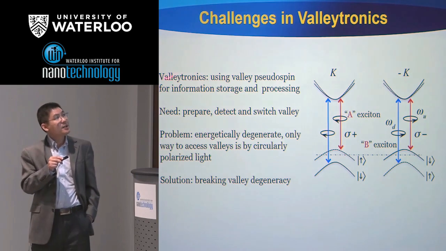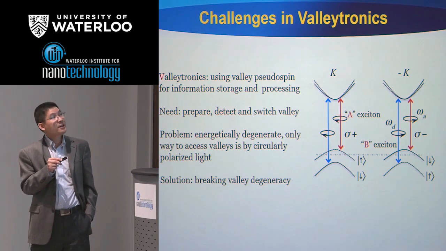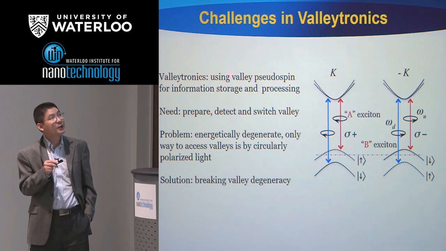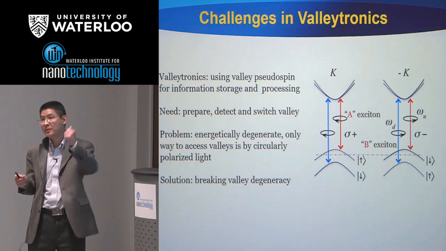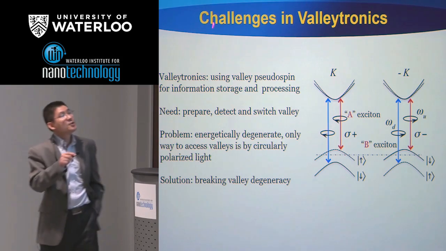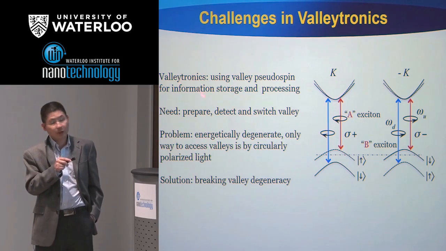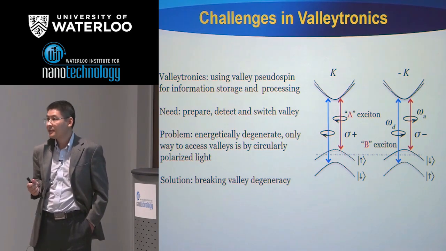Now, so that is what people call Valleytronics. Basically, Valleytronics means using the valley degree of freedom for information storage and processing. It's much like in spintronics, where you use the spin degree of freedom for information storage and processing. So to realize this vision, you actually need to prepare the valley polarized state.